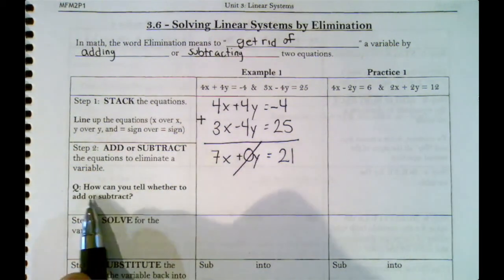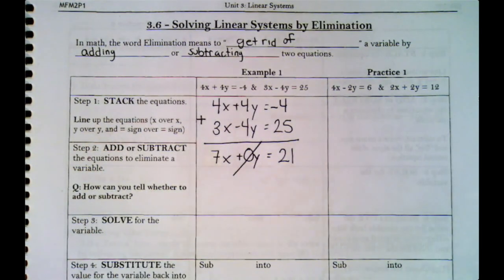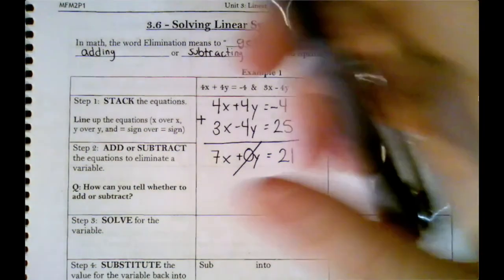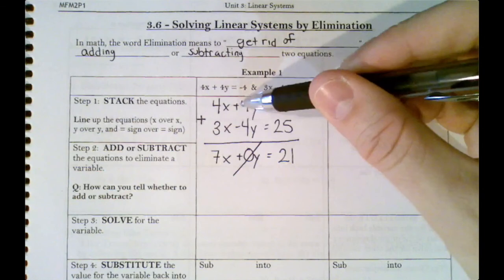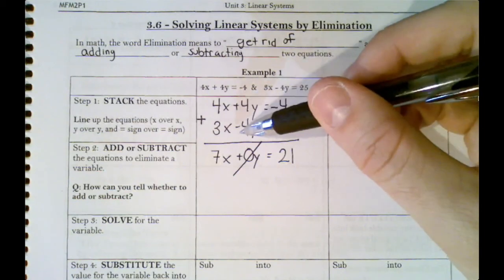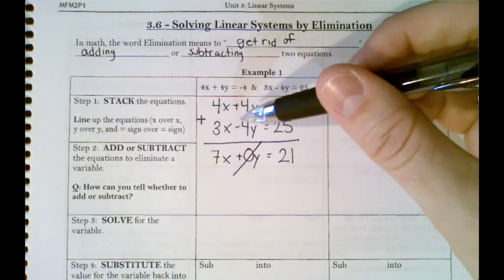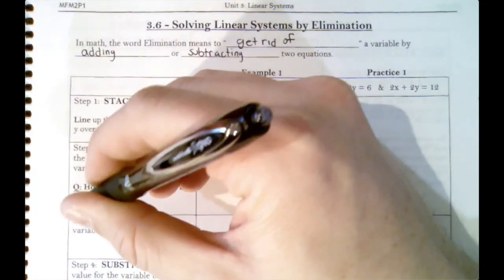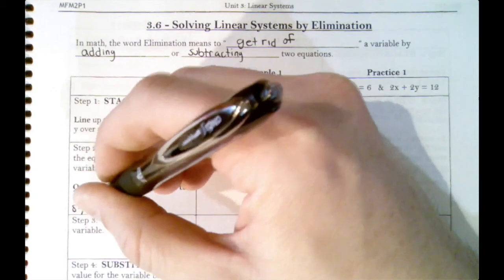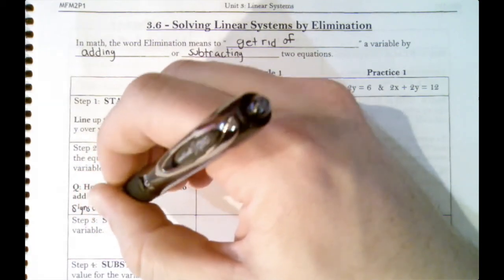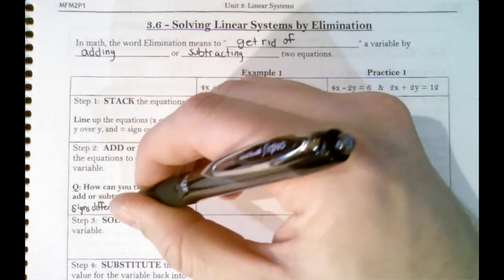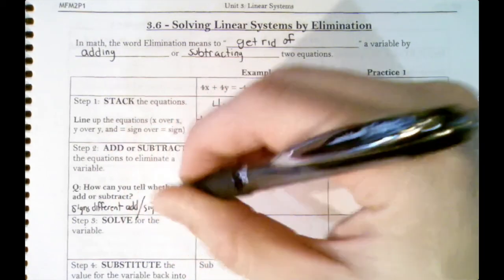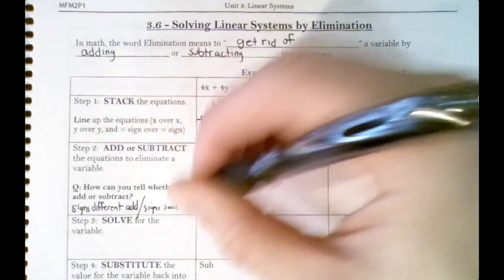So there's a little prompt here. How can you tell whether to add or subtract? Well, in this case, we added. We had 4y and negative 4y. Notice the signs in front of the 4's, plus and minus. If you're adding and they're opposites, you're going to end up with 0. So if the signs are different, add. And if the signs are the same, subtract.